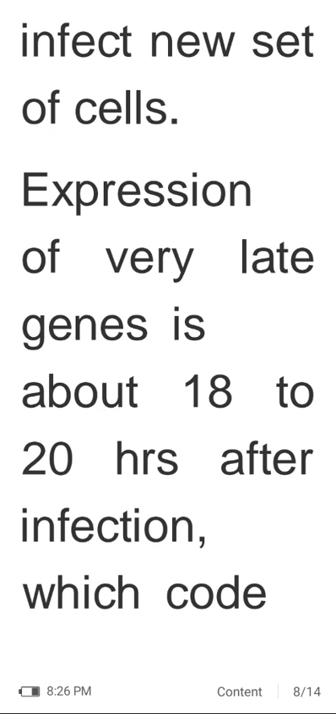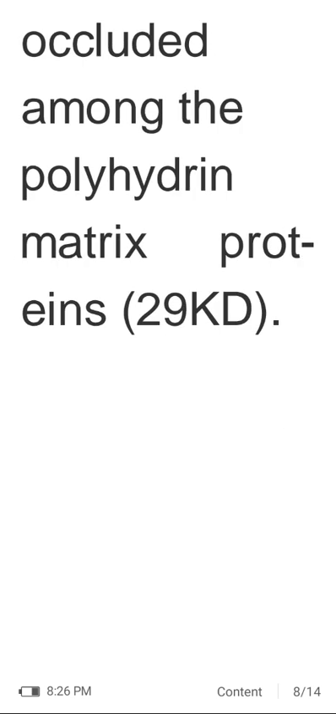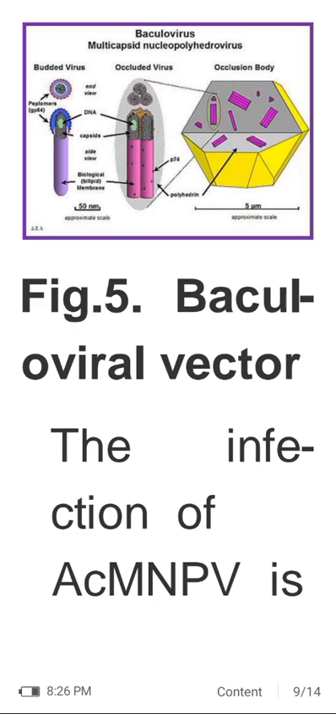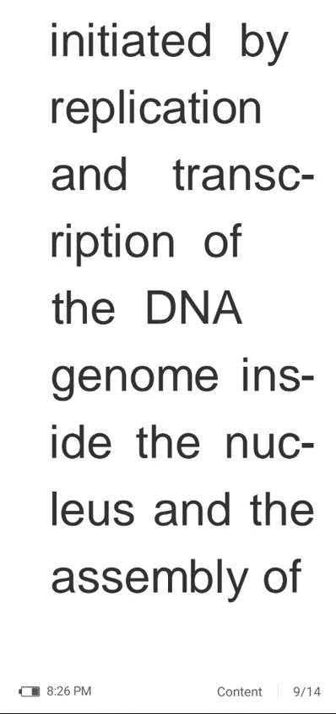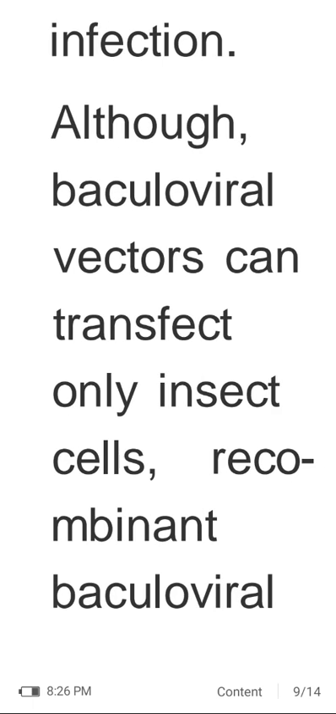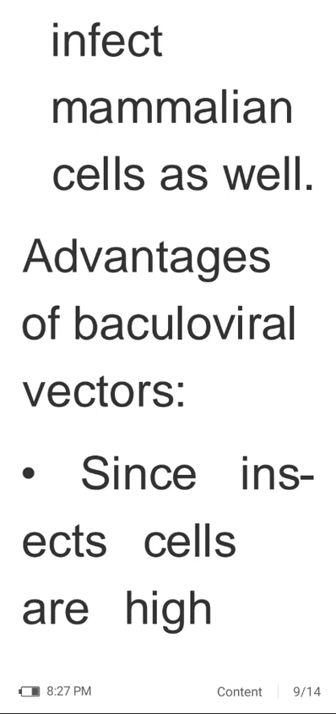Expression of very late genes occurs about 18 to 20 hours after infection, which code for polyhedrin proteins. At this stage, the host cell nuclear membrane proliferates and primary viruses are occluded within the polyhedrin matrix proteins. Here we can see a picture which depicts the baculoviral vector. The infection of AcMNPV is initiated by replication and transcription of the DNA genome inside the nucleus and the assembly of the nucleocapsids. The nucleocapsids then bud off from the plasma membrane and initiate systemic infection. Although baculoviral vectors can transfect only insect cells, recombinant baculoviral vectors containing mammalian cell-specific promoters have been constructed, which can be used to infect mammalian cells as well.